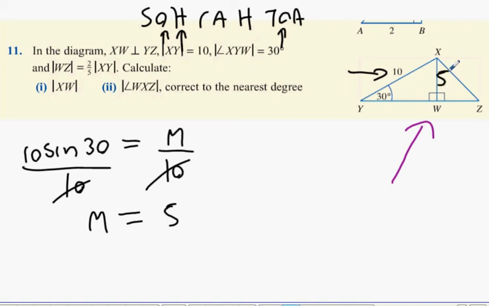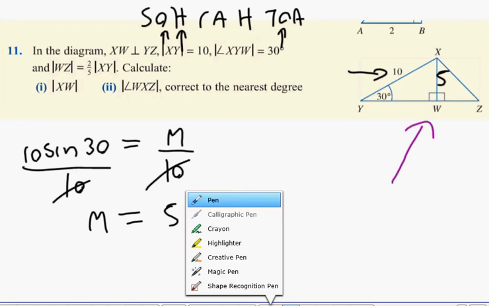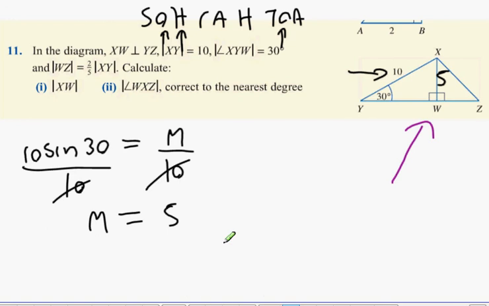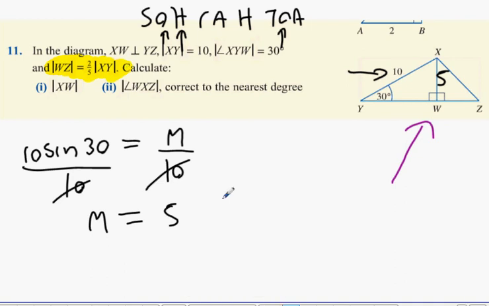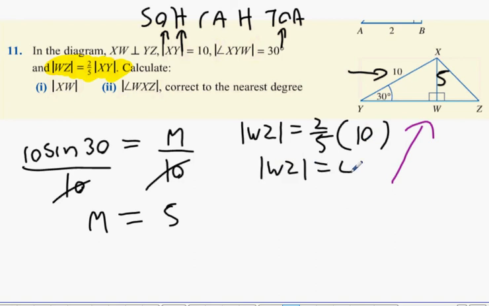Now, it gives us a piece of information here. Anybody tell me what to do with this piece of information? Just read it. What does it say? WZ is 2/5 of the length of XY. What is the length of XY? It's on the diagram. It's 10. What's 2/5 of 10? So WZ equals 4.